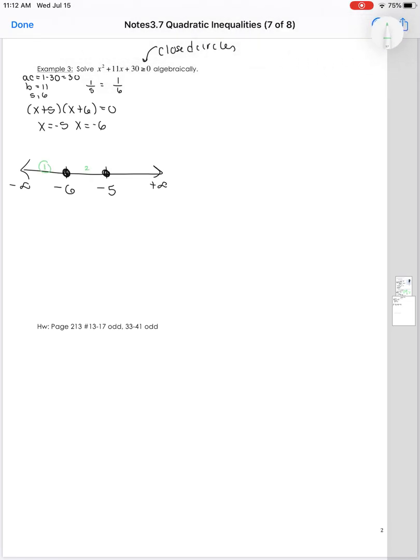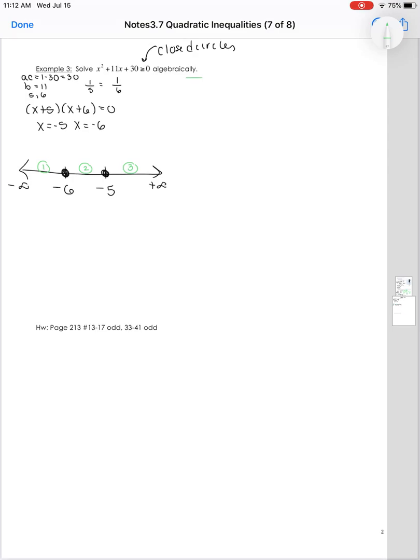Just make sure you put them in the right spot. We have -infinity and positive infinity. And they're both going to be closed circles again. Okay, so we have 3 regions again: 1, 2, and 3. And we're going to test values.